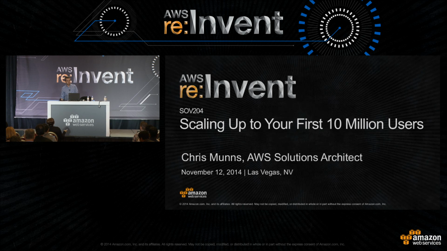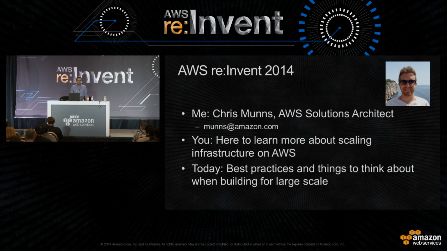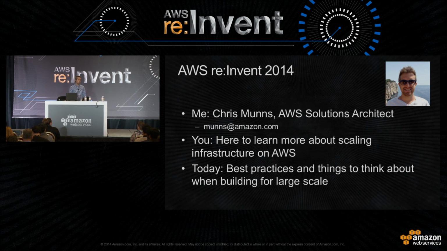So this session is scaling up to your first 10 million users. Hopefully this is the session that you were looking to be in. Here you are. So my name is Chris Munns. I'm an AWS Solutions Architect based out of our New York City office. I work with a lot of companies of all different shapes and sizes. Primarily a lot of startups, both in New York and on the West Coast and everywhere in between.